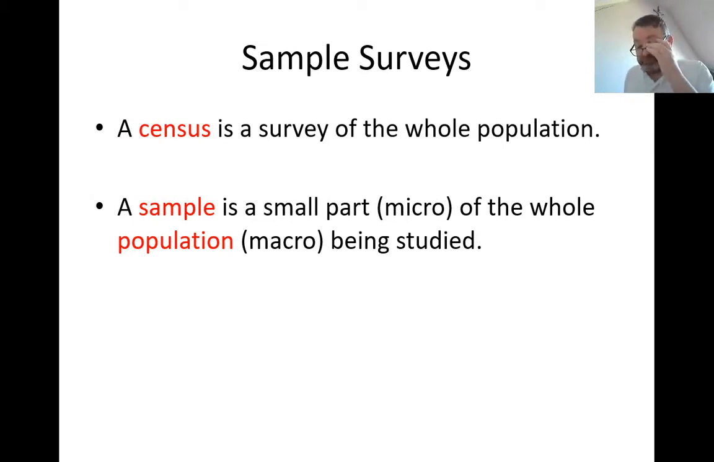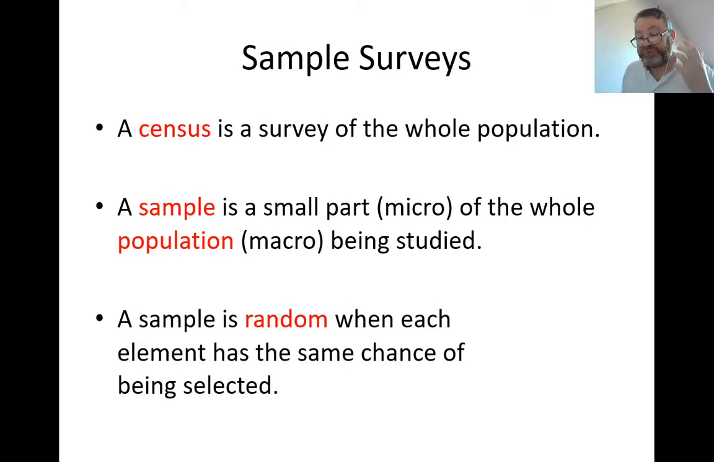A sample, as we said already, is a small or micro part of the whole population. The major population itself, that's macro. Macro means big, macro means whole. Micro means a small part. So a sample is a small part of the whole population being studied, and a sample has to be random.